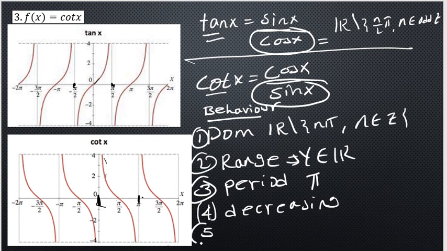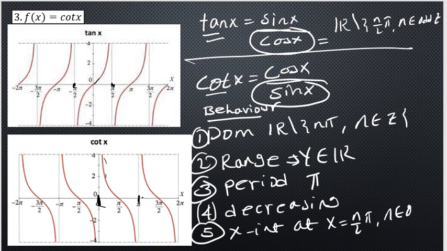And number 5, it has x-intercepts, by the way. What are the x-intercepts? The x-intercepts are at x equal to n over 2 pi, where n is an odd integer. At every n over 2 pi, it crosses the x-axis, but it has no y-intercept. But the tangent graph crosses the y-axis at 0. The cotangent will not cross the y-axis.